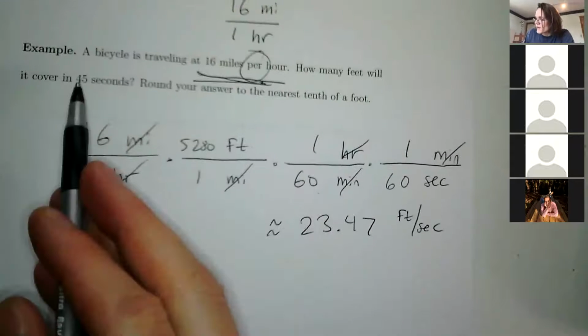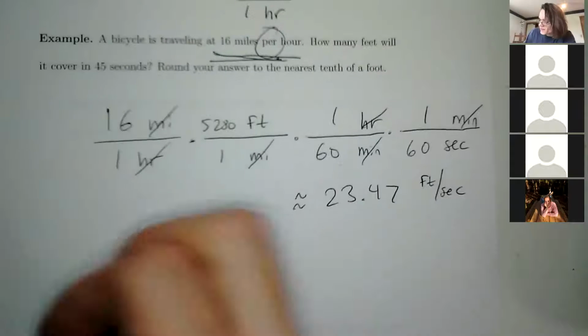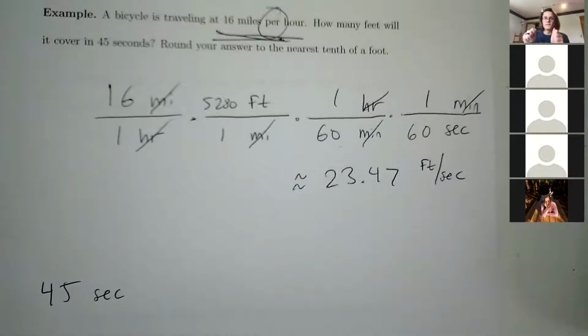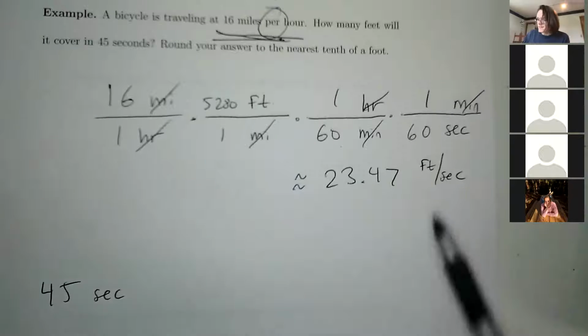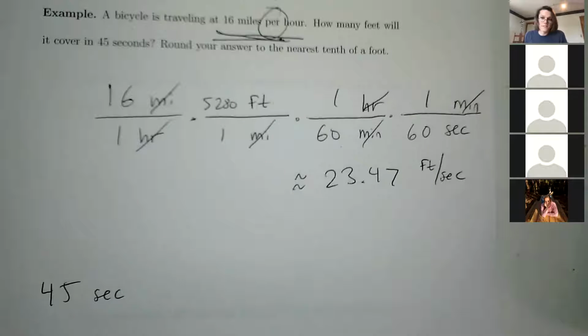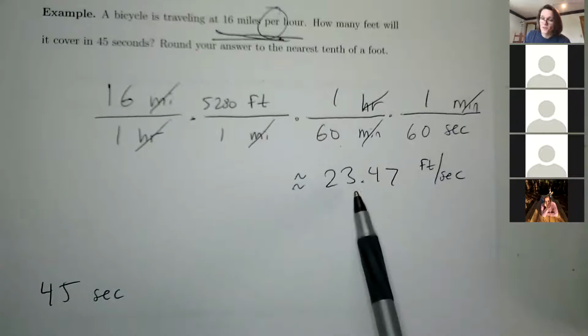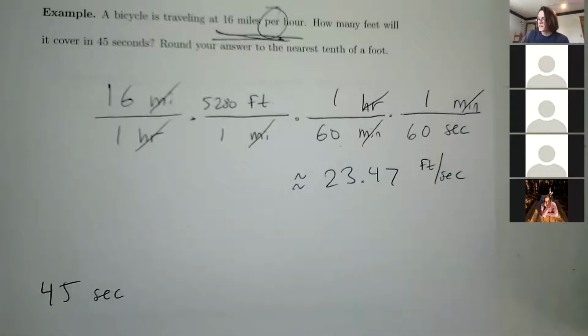So if I want to know how many feet he will cover in 45 seconds, I'll first write down 45 seconds. The way you can think about it is you really want to convert the seconds to feet, and what you're using to convert them is his speed. So it's just another unit conversion, but it's not like how many pounds in an ounce or how many ounces in a pound. It's how far is he going based on his speed. His speed is saying he's going 23.47 feet every 1 second. So in 45 seconds, you just multiply them together.